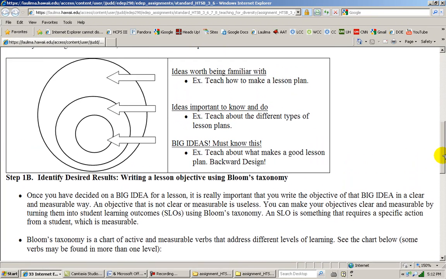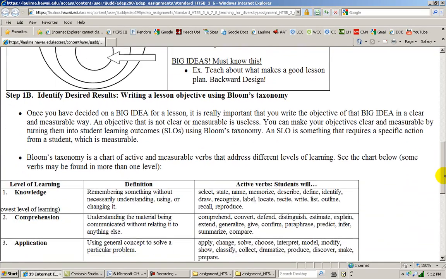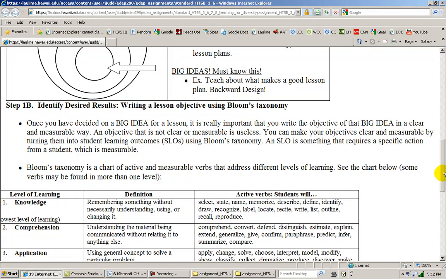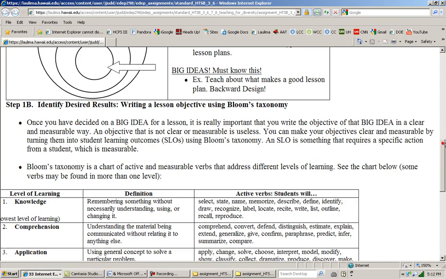And once you do that, then you'll need to turn it into an actual measurable objective. Because unfortunately, most of the time when we have something we want to teach, it's not measurable. For example, we might use the word understanding as part of our big idea, and it turns out that understanding only takes place in the mind. When you turn it into something observable, then you can actually measure that learning.